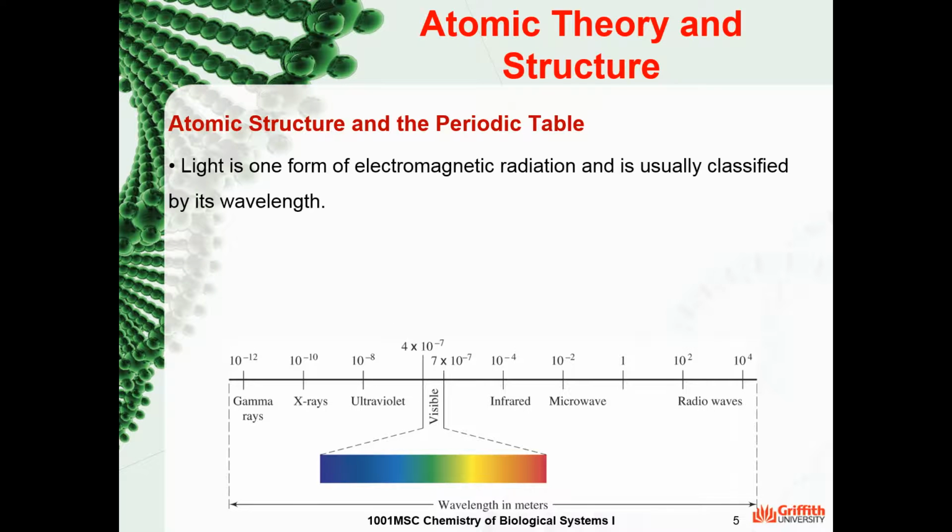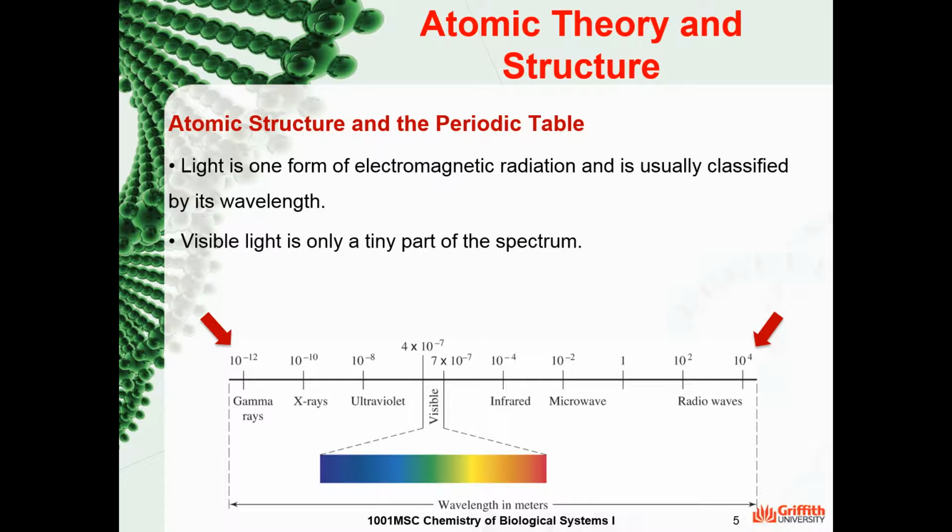Light, for example, is a sort of electromagnetic radiation that comes from electron movements, and it is usually classified by its wavelength. From the spectrum diagram, you can see the different wavelengths in meters. We have very short wavelengths, 10 to the minus 12 meters, in the gamma rays, and long wavelengths in the radio waves, approximately 10 kilometers.